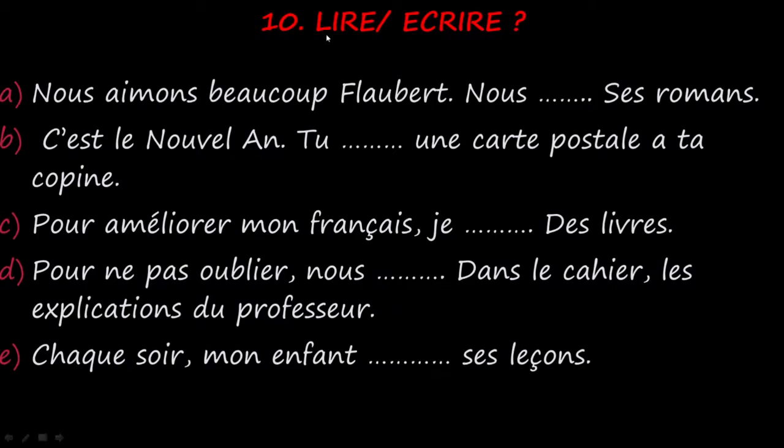So, lire or écrire. The verb lire or the verb écrire we will be using. Lire means to read, écrire means to write. We already saw the conjugation at the very beginning. Nous aimons beaucoup Flaubert. Flaubert is a famous writer. Which means we like Flaubert a lot. Nous dash ses romans. We read his novels. We can't say we write his novels.